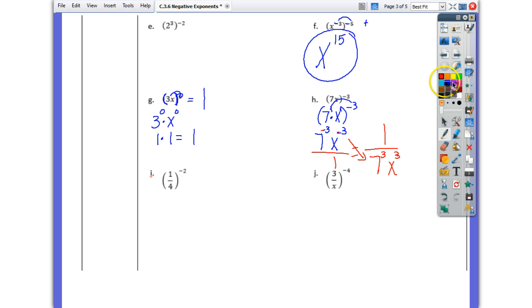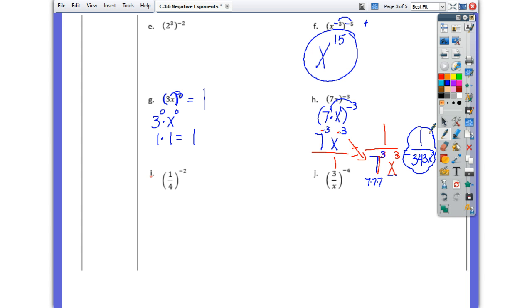Now we're not quite 100% done yet because you have this 7 to the 3rd power that we can evaluate. That's 7 times 7 times 7, not 7 times 3, all right? So we're going to have 1 over, and 7 times 7 times 7 is 343, and then we still have our x cubed. Final answer. All right.